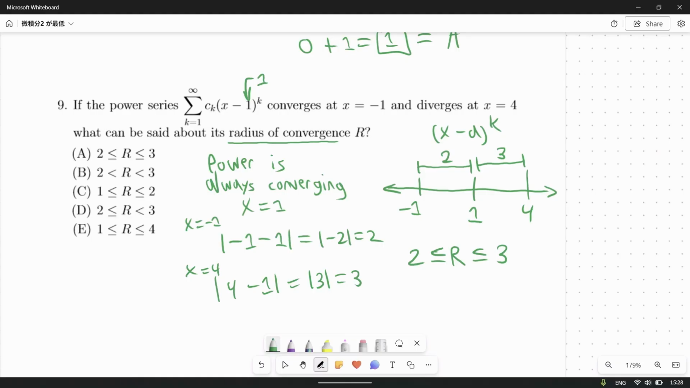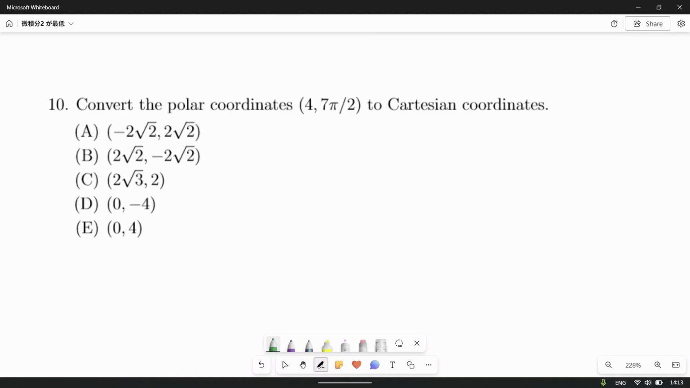Okay, convert the polar coordinates of 4 and 7 pi over 2 to Cartesian coordinates. For questions like this, there's a couple of ways you can approach it. The more straightforward way would be a formulaic approach, using the conversion formulas between Cartesian and polar. But if that doesn't make sense to you, there is a way you can visualize these kinds of questions and get an answer that way.